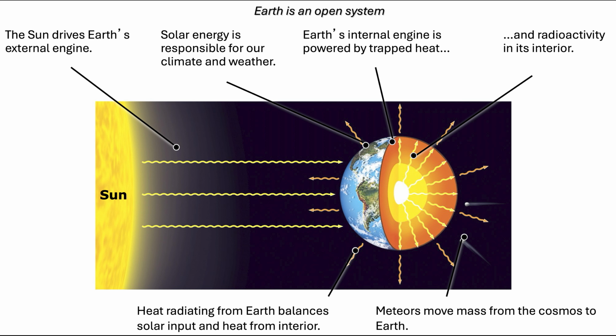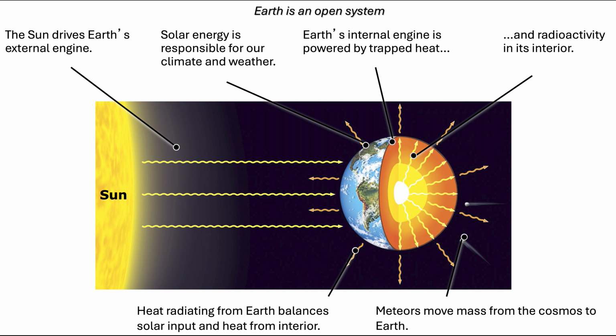The internal engine, on the other hand, is powered by trapped heat. Internal heat, as we had just discussed, is generated within the Earth from the radioactive decay of certain elements at specific rates that we call half-lives. The heat radiating from the Earth has to balance the solar input and the heat from the interior. If this is not balanced between gains and losses, the Earth is going to get warmer or cooler. This interplay has been going on since the origin of the Earth and its atmosphere somewhere around 3.8 to 4 billion years ago.